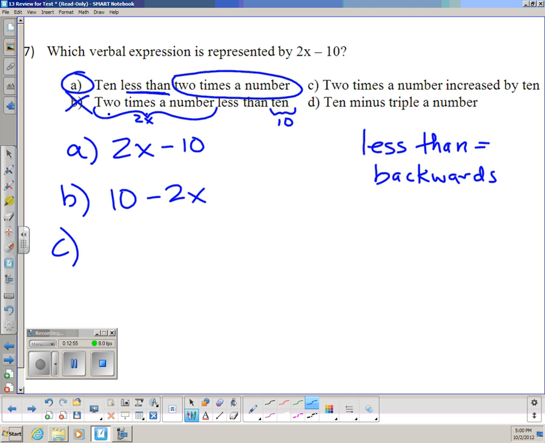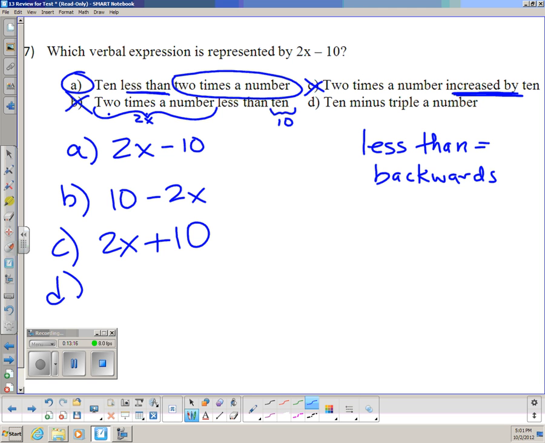C says 2 times a number, which is 2x again, but it's increased by 10. Increased means I'm adding 10. If I said, all right, you got an 80, and then I increased your test score by 5 points, you would have an 85. I'm adding. That's no good.